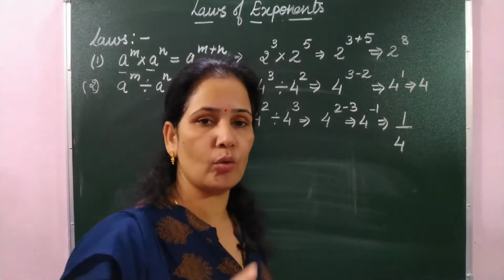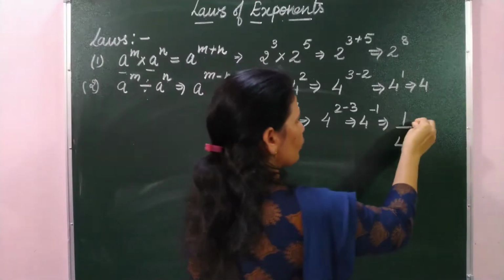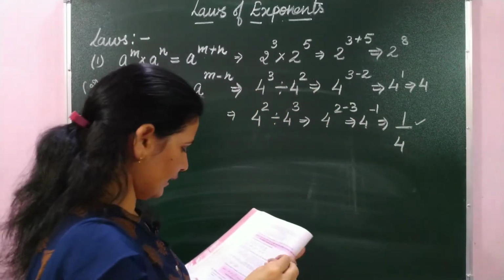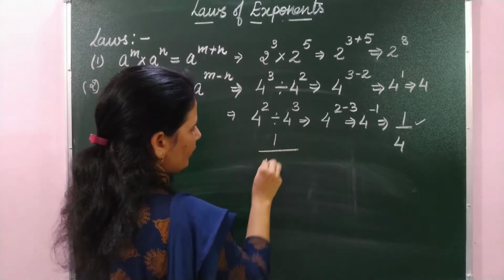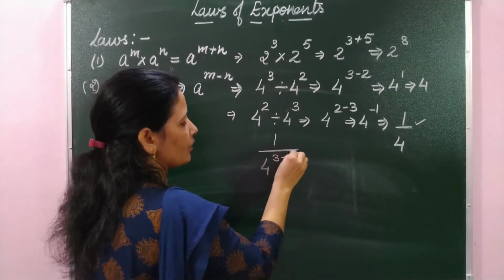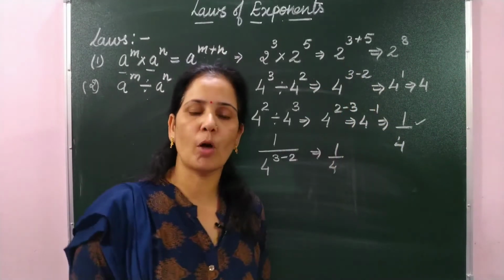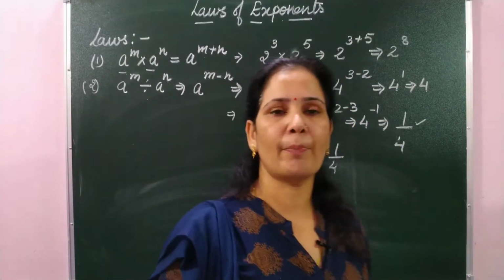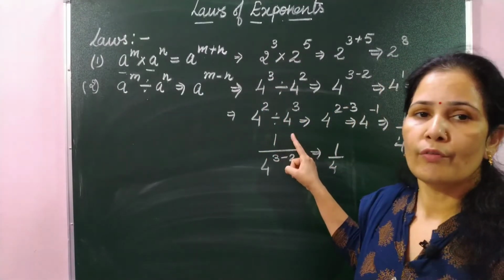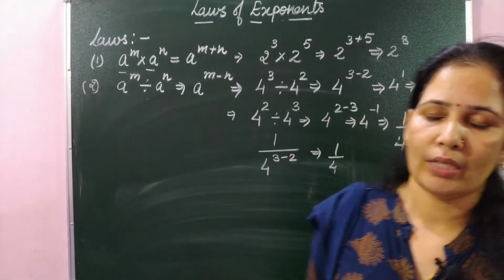Because in starting I told, if we want to change the power negative to the positive, then we do their reciprocal. If we do the reciprocal, then power should be added. Otherwise, the direct option they have given: write 4 to the downside and instead of 2 minus 3, write here 3 minus 2. Then also you get the same answer 1 by 4. So two options you have if the first number power is smaller than the second number in case of division. We will take the reciprocal of this one and then after we will solve it. Okay, now let's move to the third law.